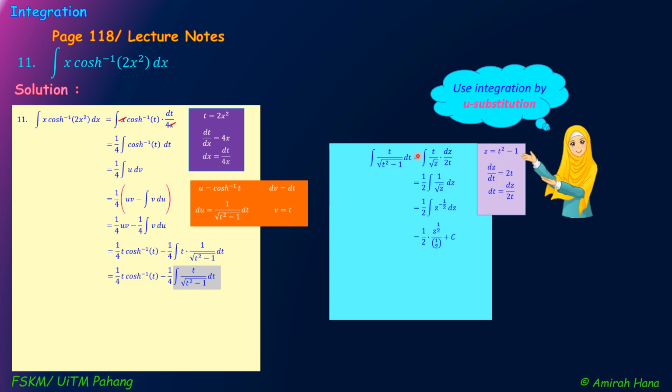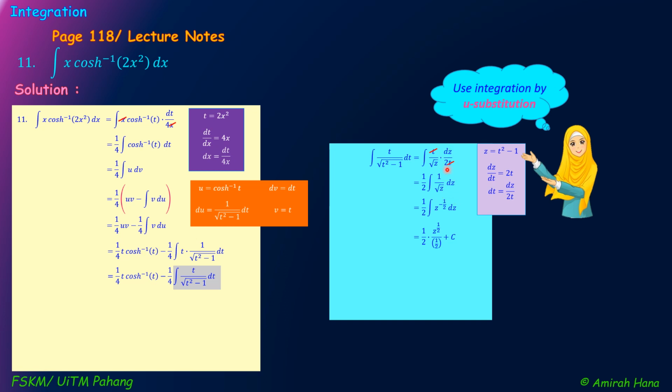And then we write dt equals dz over 2t. Okay, and then awak tengok kat sini, ada t kat atas, ada t kat bawah. So, we can simplify t. And then at the same time, we can move out constant over 2. Okay, kita pindah keluar. So, we got half and then integration of 1 over z dz.